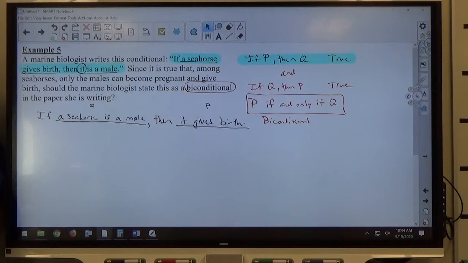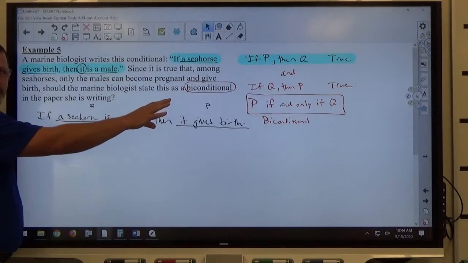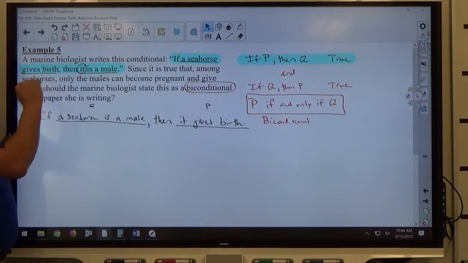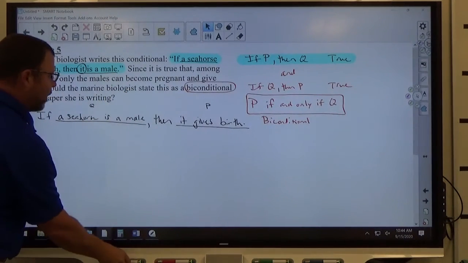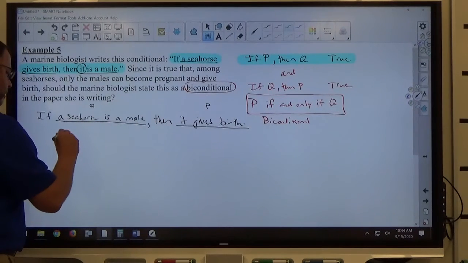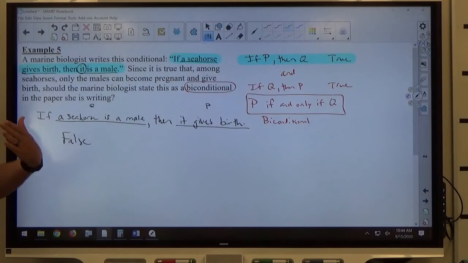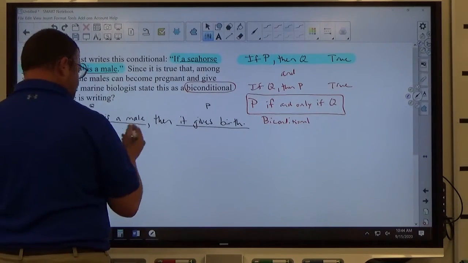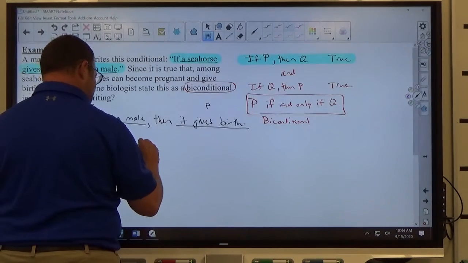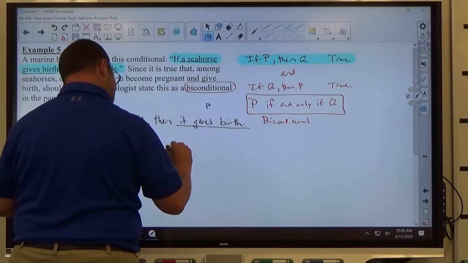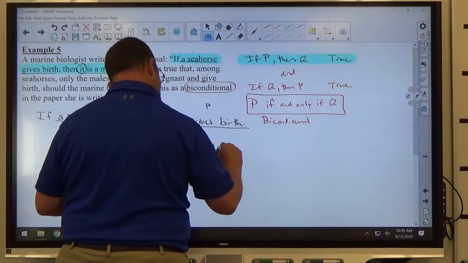That doesn't sound right, does it? Just because you're a girl doesn't mean you're having a baby, right? Be a lot of unpleasant girls in the world, some happy ones too. But the point is, just because they're male doesn't mean they're giving birth. But if they're giving birth, they have to be male, because that's how it works, right? So I would say this is false. Because just because they're male doesn't mean they're pregnant, and therefore they're not necessarily giving birth. So the counterexample would be an unpregnant male seahorse.